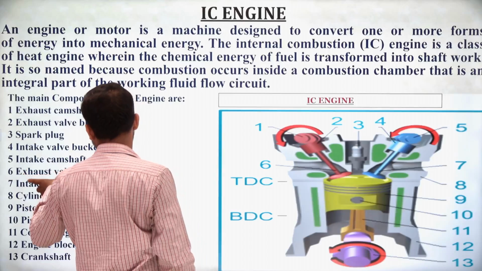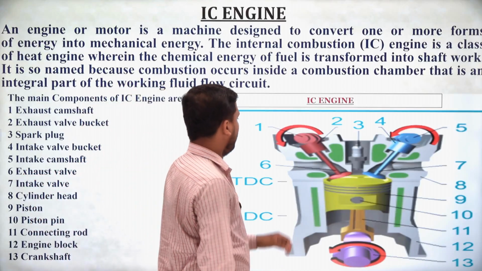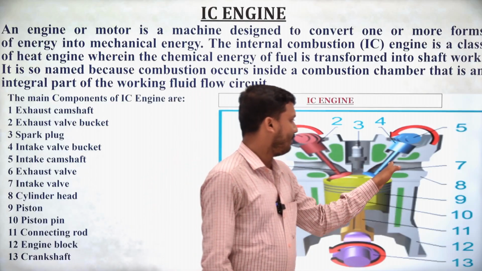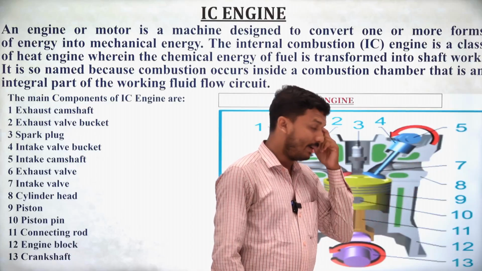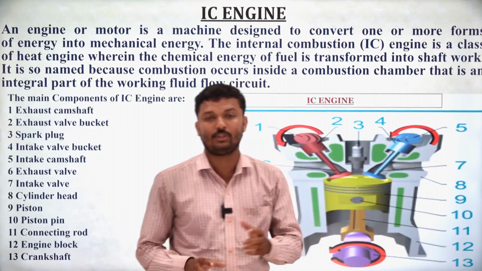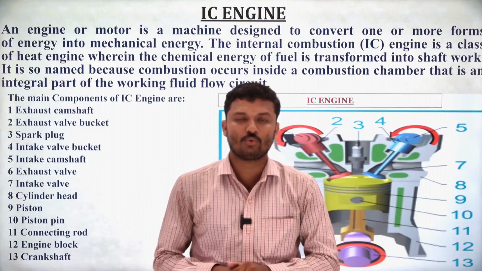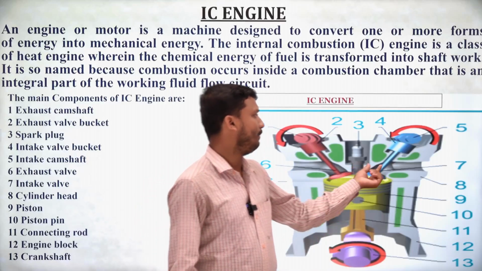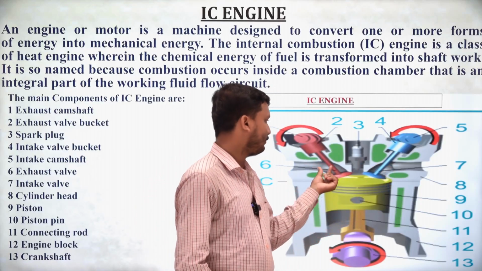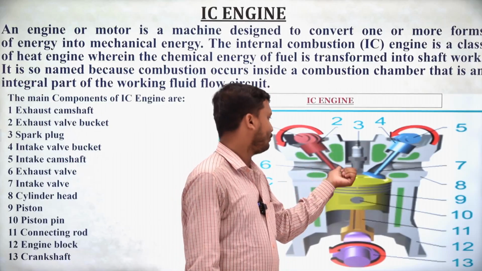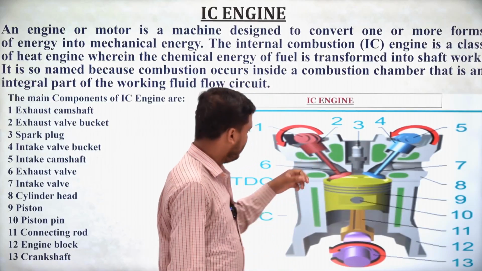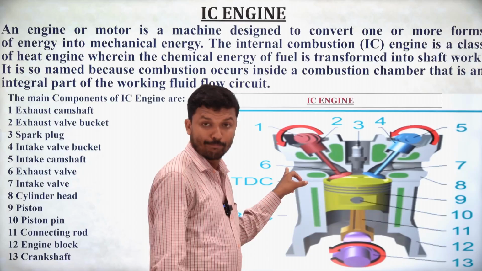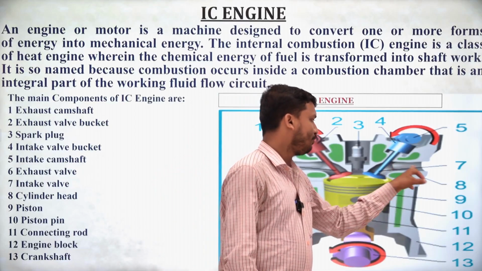Next, 6 is the exhaust valve and 7 is the intake valve. 6, the red color, is the exhaust valve. 7 is the intake valve. What is the function of a valve normally? The valve's function is to control the air and fuel mixture in the intake part. In the exhaust part, the smoke goes out. The smoke will move out from this port. Here the black color is known as the exhaust port, and this is known as the intake port.